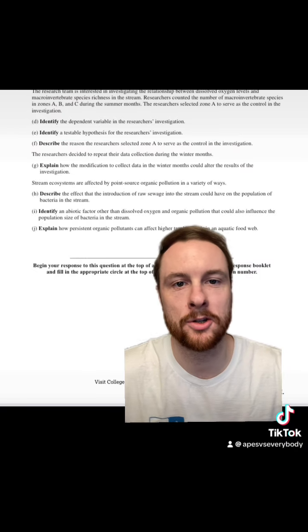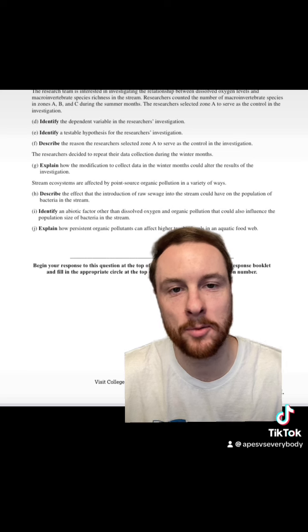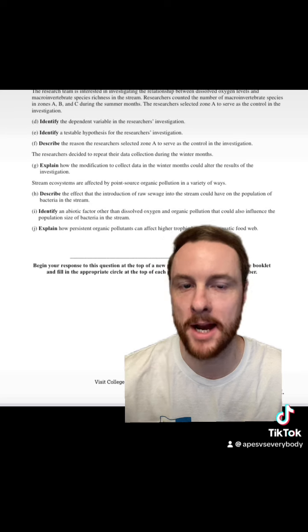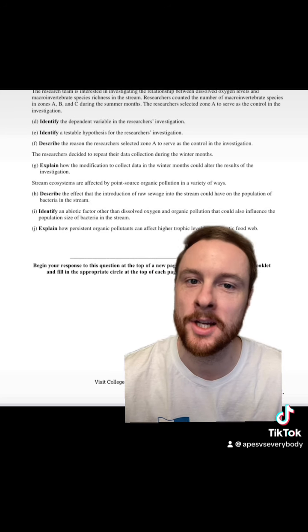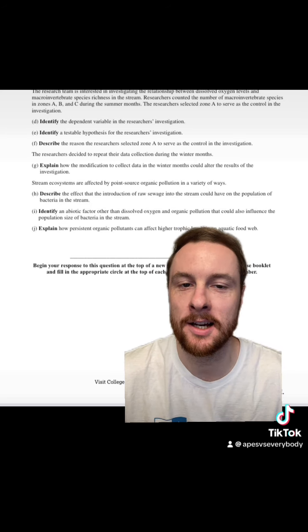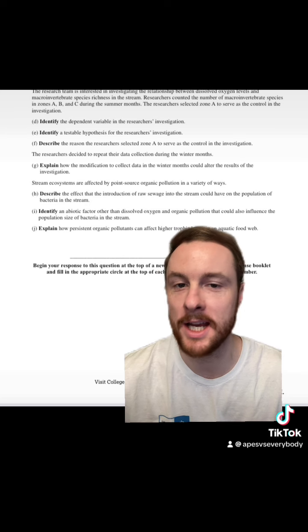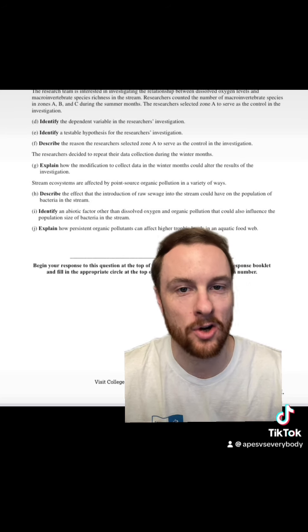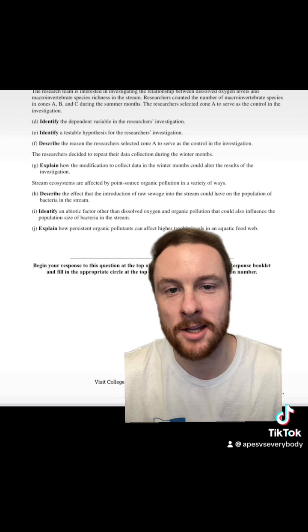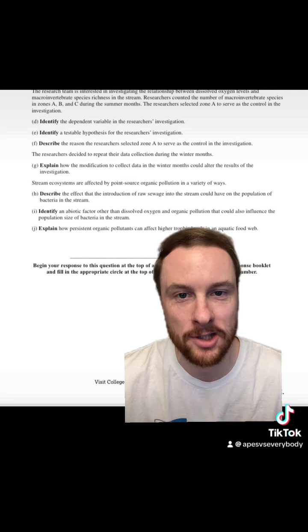In letter F, the researchers use zone A because it's upstream from where the pollution is introduced. So that means it's going to have a background DO level and macro level that you can compare the downstream contaminated zones with. When we get to letter G, collecting data in the winter is going to increase the dissolved oxygen levels across all zones as cold water holds more dissolved oxygen. So we might see an increase in species that are especially sensitive to dissolved oxygen levels.